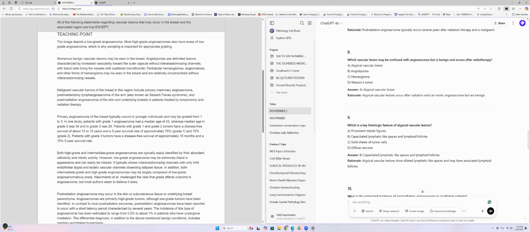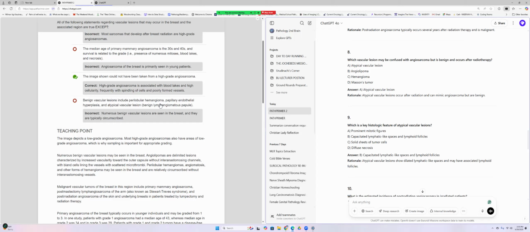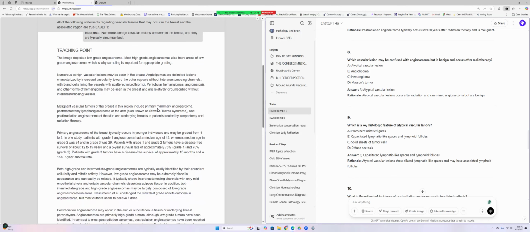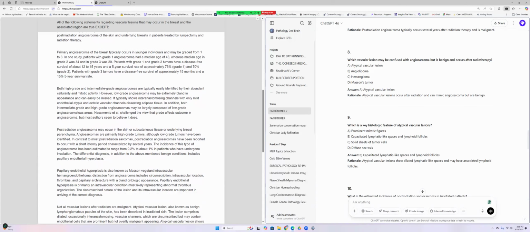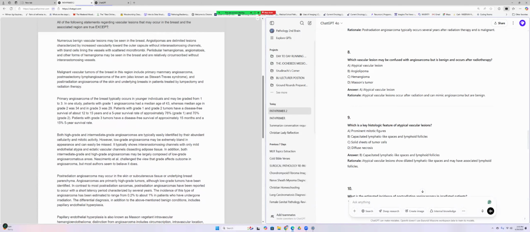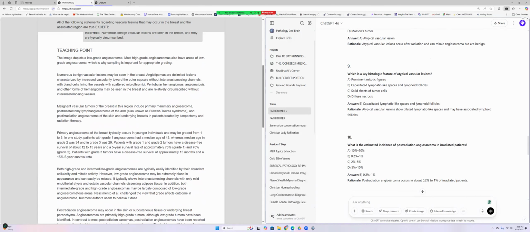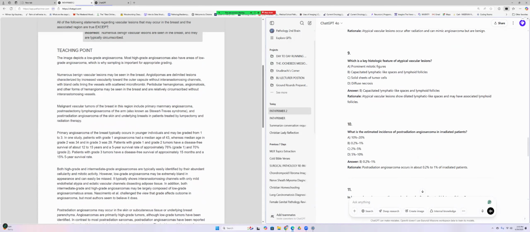And what's another name for Masson's tumor? Remember. Is it atypical vascular lesions? Papillary endothelial hyperplasia, remember. That's the one associated with fibrin. Yes, fibrinous papillary thrombosis. Question number 9. That's D. They are treated with lymphoid follicles. Okay. Question number 10.